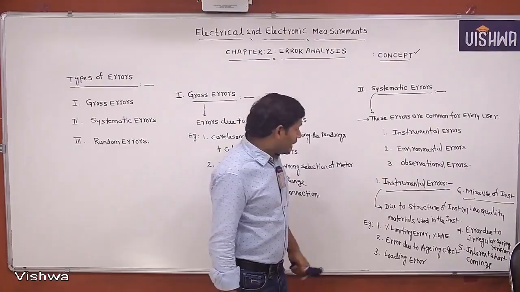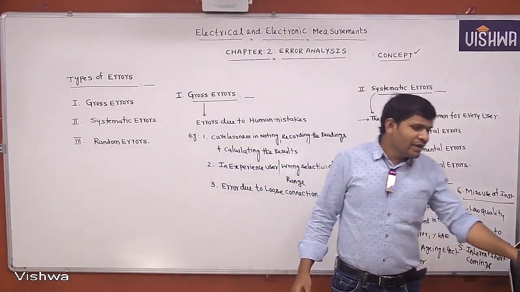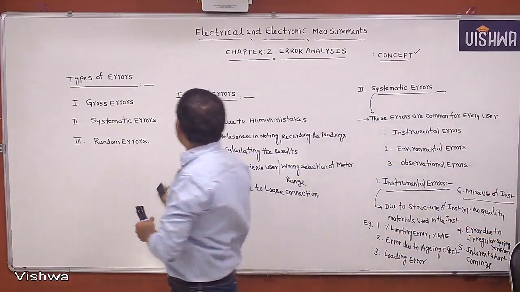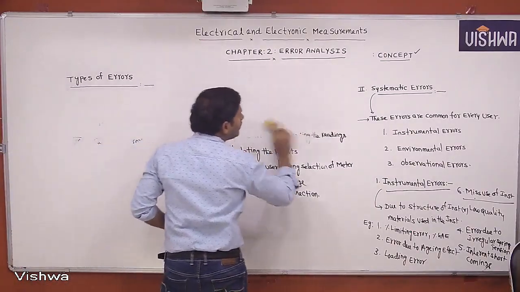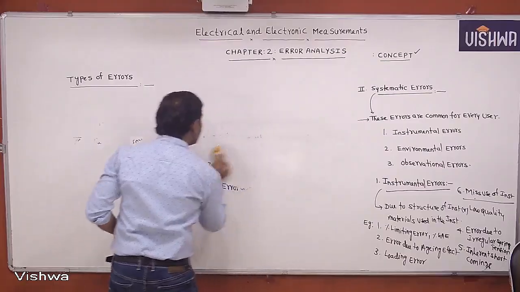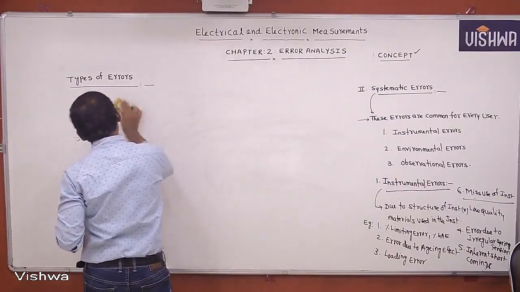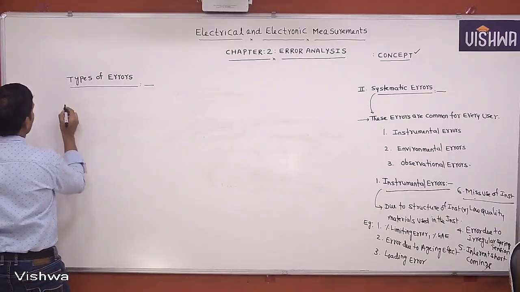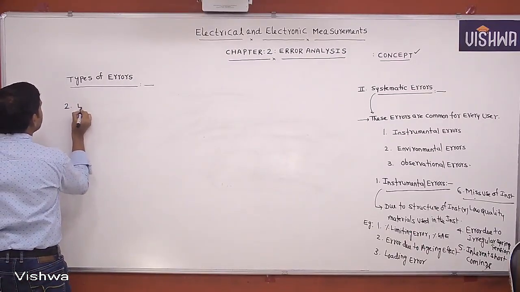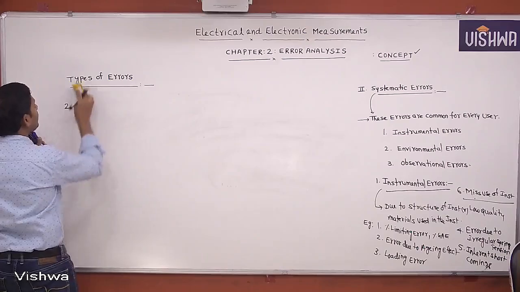Understood? Next. What are the environmental errors? In systematic errors, the second one is environmental errors. Yes, note down. Environmental errors.